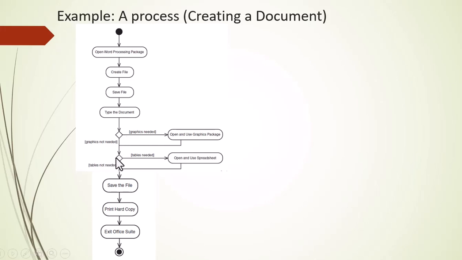Then tables not needed and tables needed. If a table is needed, it will open a new spreadsheet and then come here, and if not needed, it will come directly here. Save file, print hard copy, exit Office Suite. Hope you understood this example.